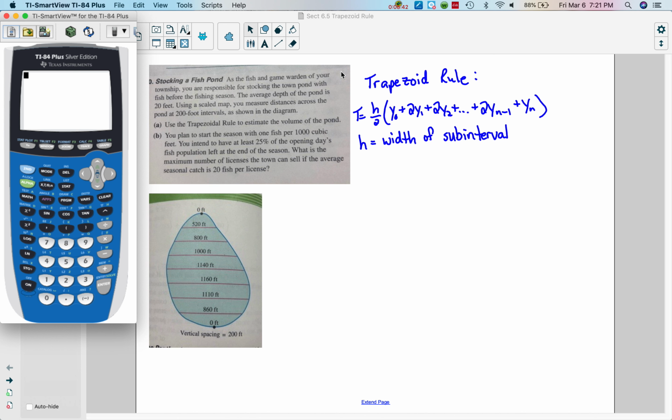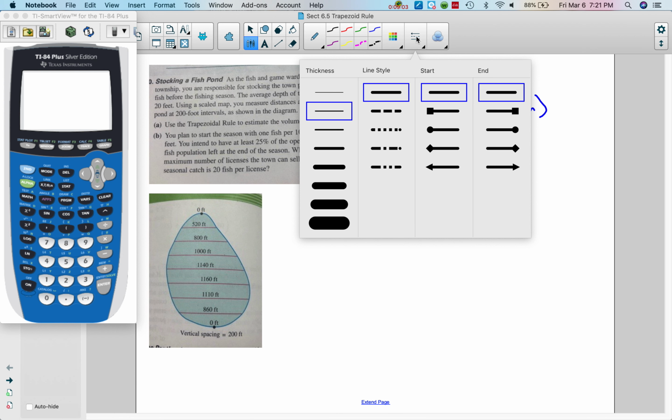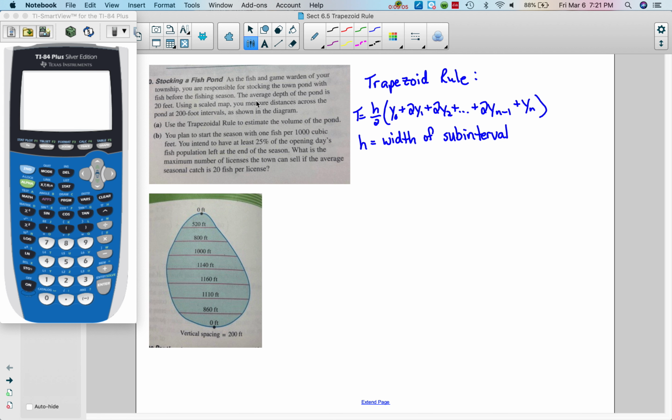All right, so here's a problem, stocking a fish pond. This is number 10 from this section in your textbook. As the fish and game warden of your township, you are responsible for stocking the town pond with fish before the fishing season. The average depth of the pond is 20 feet, and that is going to be important for us. Grab this pen tool here. So the average depth of the pond is 20 feet.